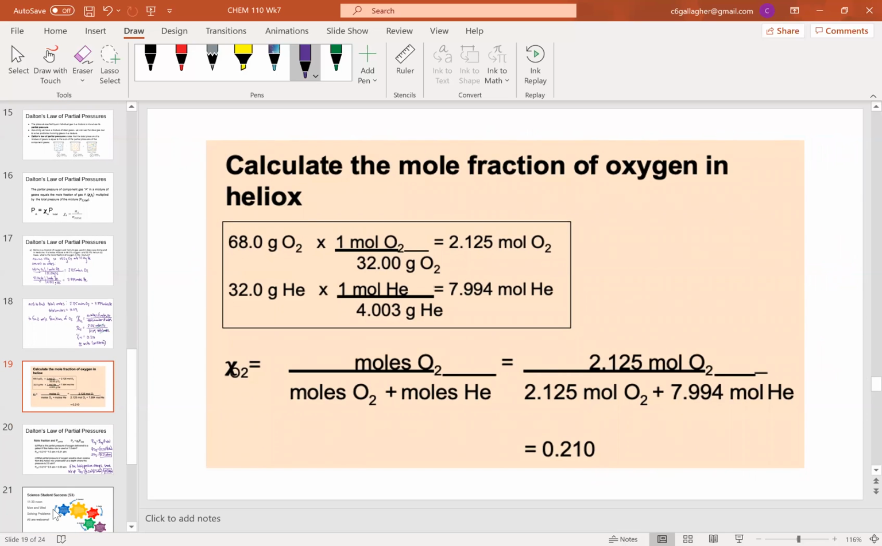So critically here, there are a couple of steps we want to be attentive to. Calculating the mole fraction means we're going to have to convert anything we're given in grams to moles. Then, in order to find the mole fraction, we have to know the total number of moles. We have to be able to add up all of our moles. And then it's a ratio, or a part over the whole. So the part is the number of moles of oxygen. The whole is the total number of moles. So 2.125 divided by the total number of moles gives us a mole fraction of 0.210.